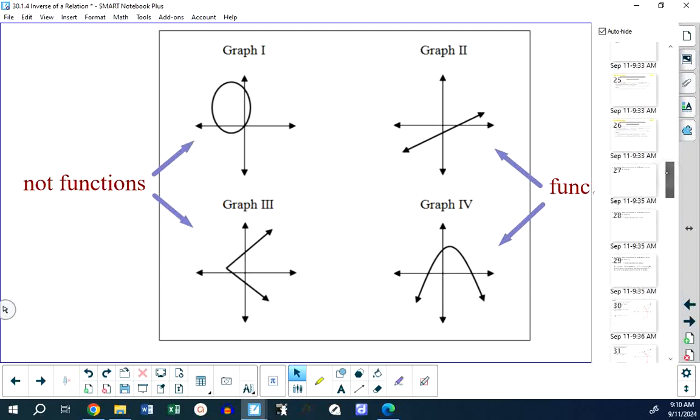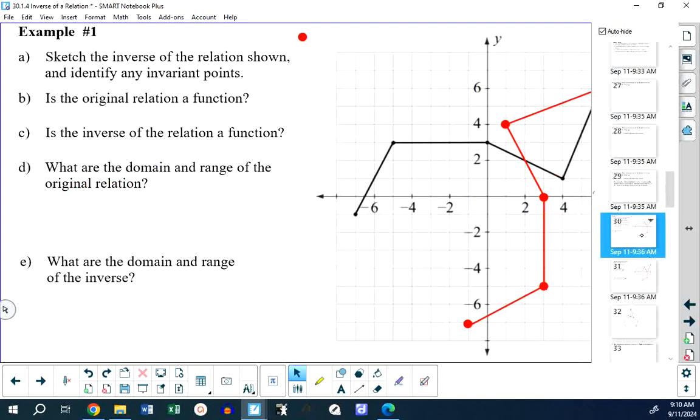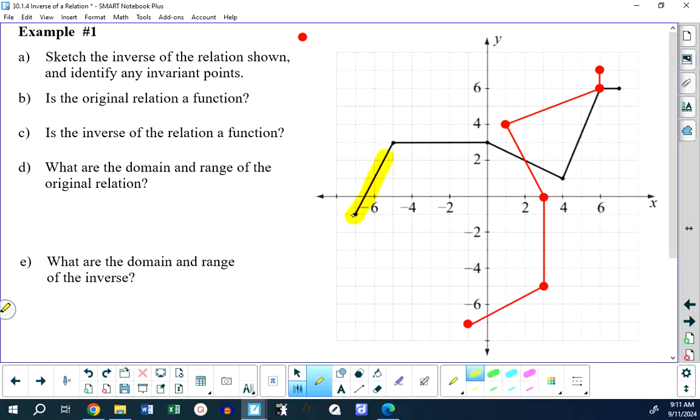So going back to this question, is the original relation a function? So we're focusing our attention here, everybody, on this graph. Is it a function? Yes. I cannot cut it in more than one place in a single location with a vertical line. No matter where I put that vertical line, the graph will be touching the vertical line once. So, yes.